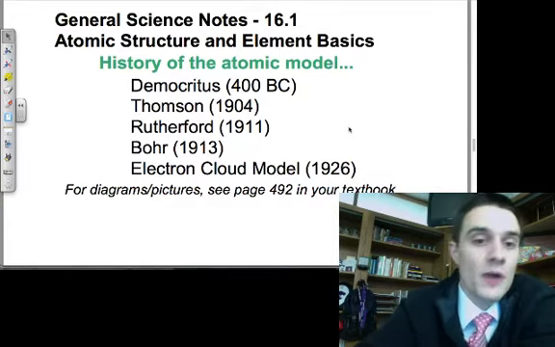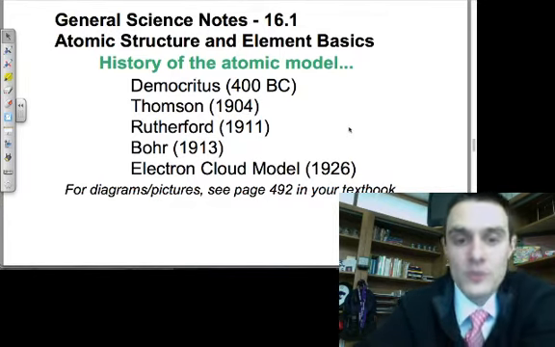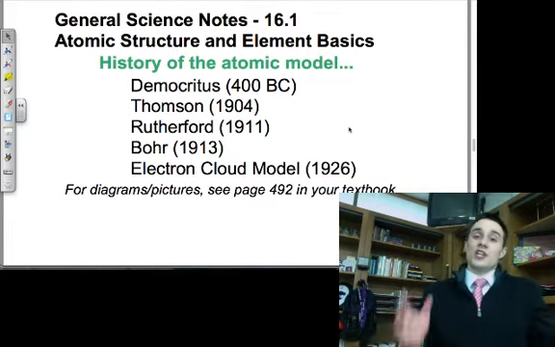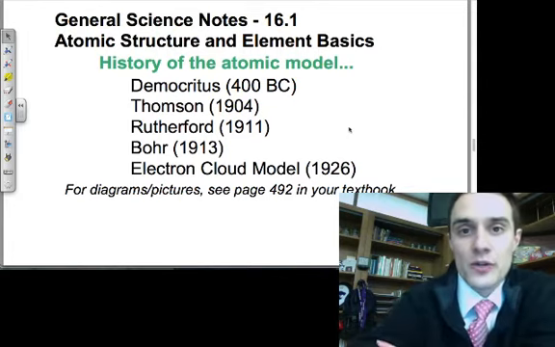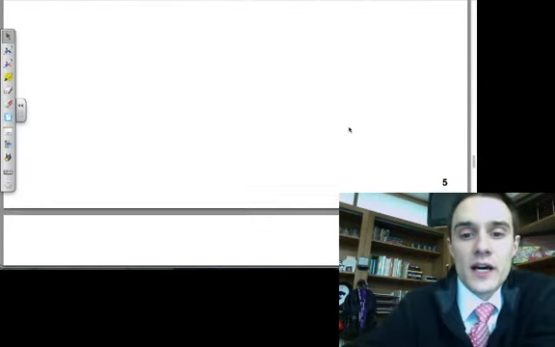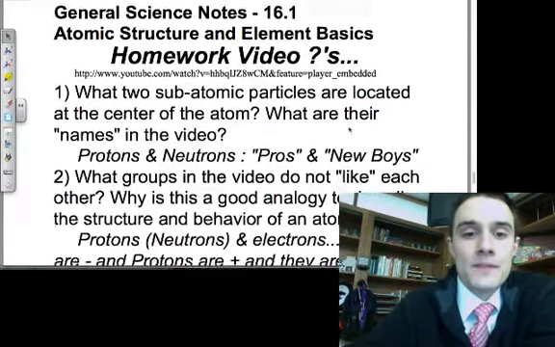1904 with Thomson's new model, 1911 with Rutherford, and 1913 with Bohr, and then finally, just a little while after that, the electron cloud model has been presented to us.